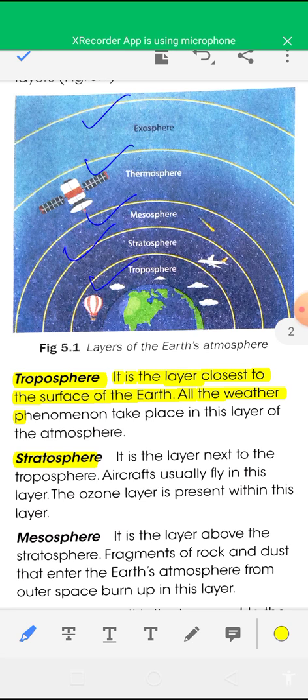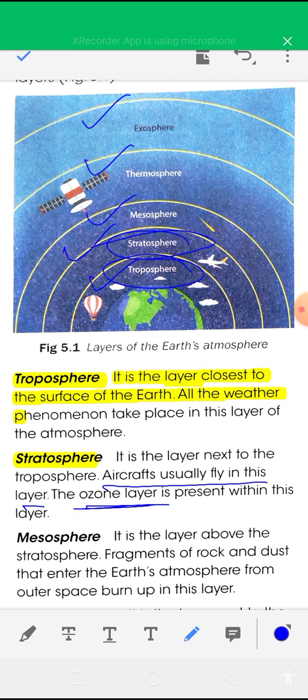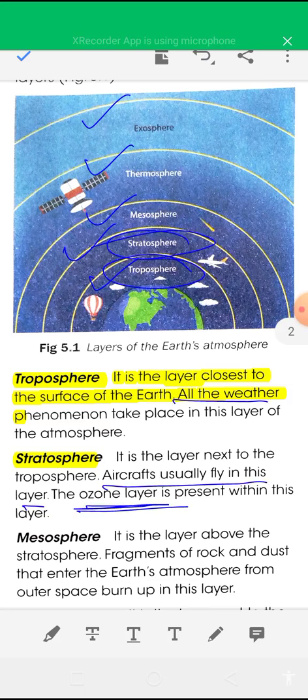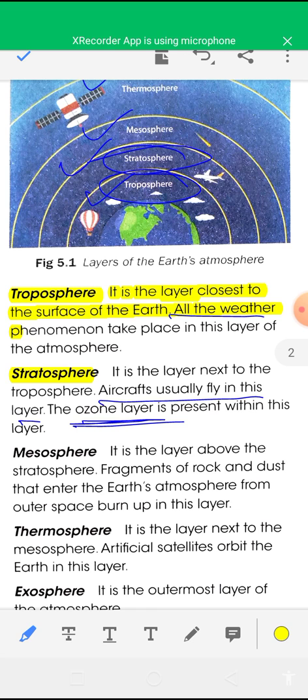Stratosphere is the layer next to the troposphere. All aircraft usually fly in this layer, and the ozone layer is also present in the stratosphere. So all weather phenomena take place in the troposphere, and in the stratosphere aircraft fly and the ozone layer is present. And the third layer is mesosphere.